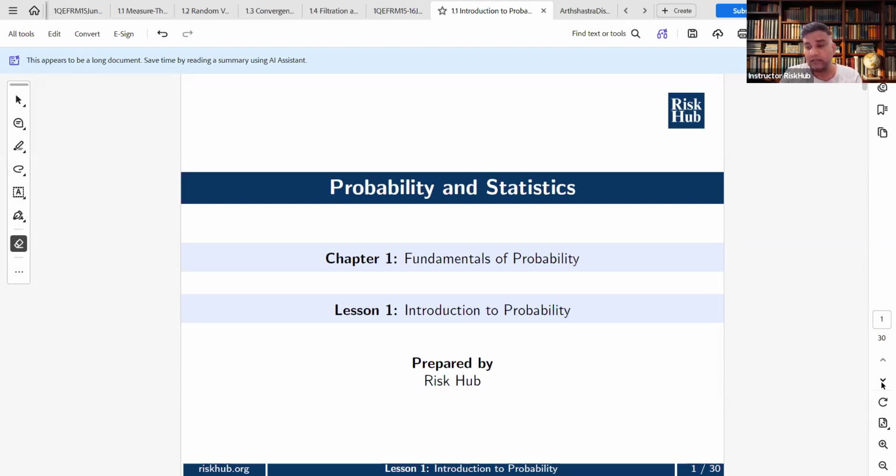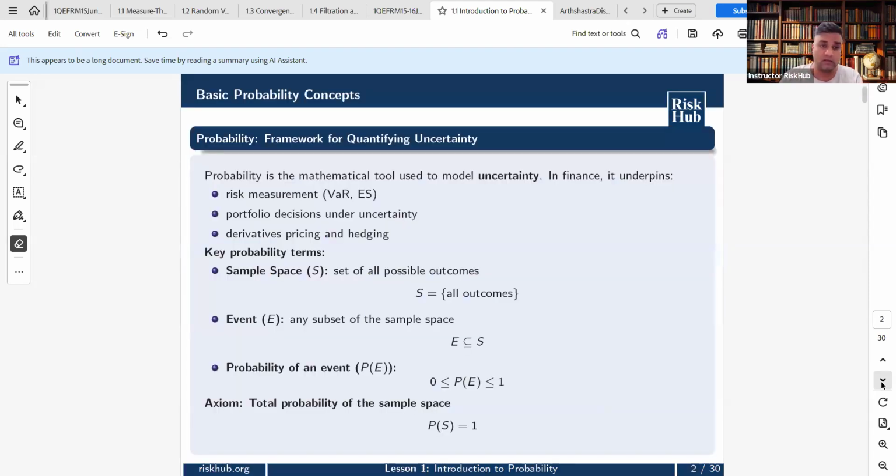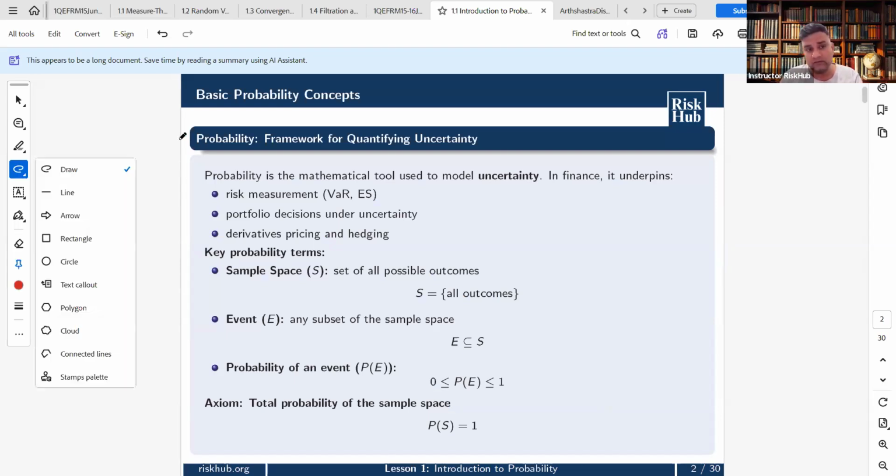Okay, let's dig deeper, guys. Let's try to understand more. Now we are getting into the next part, which is the understanding of probability, a framework for quantifying uncertainty. The slide says that probability is the mathematical tool used to model uncertainty. This is the single most important idea when we try to understand statistics.